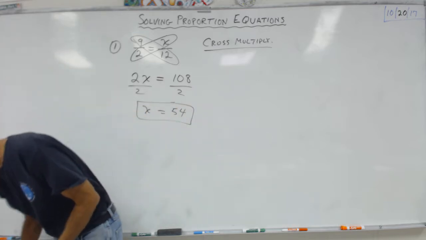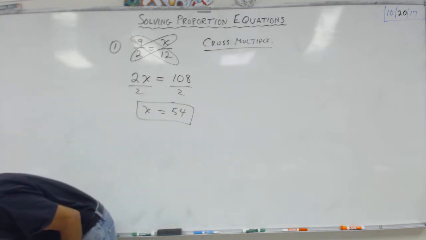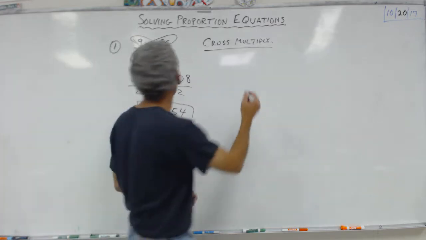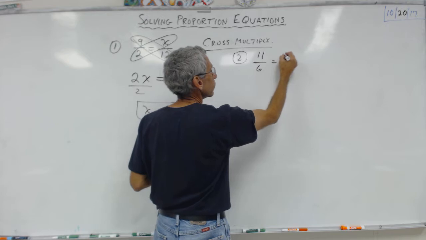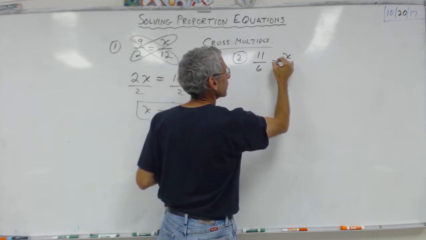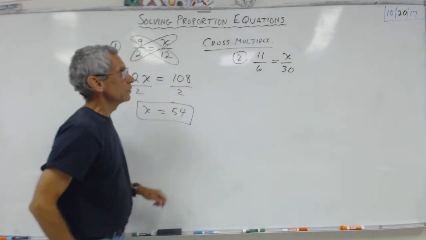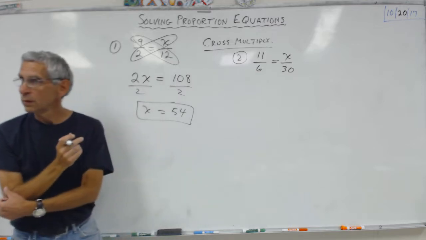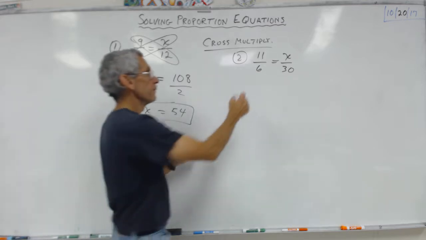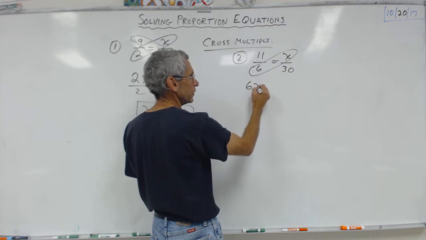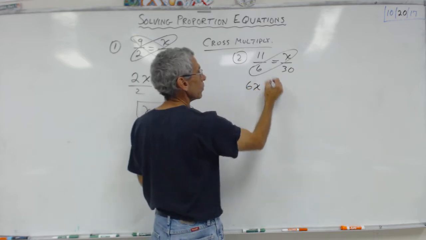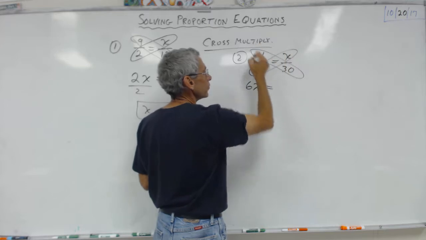Okay, let's try another one. Let's say we had 11 over 6 equals x over 30. Here's another one. 11 over 6 equals x over 30. All right. So what would I do? Do you circle the 6 and the x? Yep. So that is 6 times x, or 6x, right? So it's 300. Equals. That equals is really important.